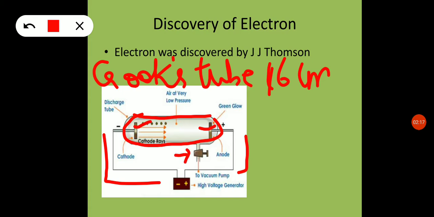A small tube is attached to a vacuum pump to reduce the pressure. Next, he took a gas at low pressure inside the tube, and he passed an electric current through it.